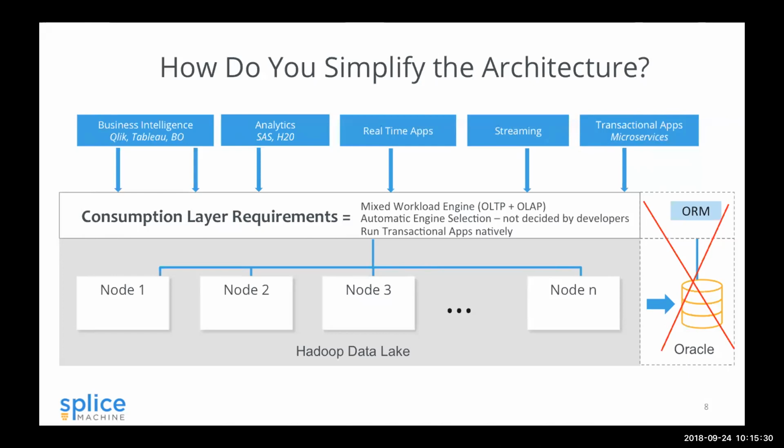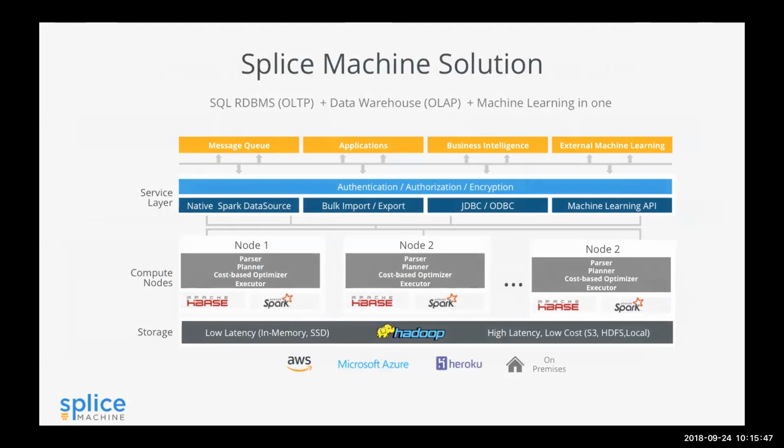In terms of tools, I want to introduce Splice Machine and talk about how Splice Machine addresses this specific requirement and how it simplifies the consumption of data out of your data lake and drives better operational efficiency, right? So the architecture for Splice Machine is as follows. For those who are not familiar with Splice Machine, we are a data platform that combines SQL RDBMS, i.e. OLTP capabilities, with OLAP capabilities and machine learning all in one, right?